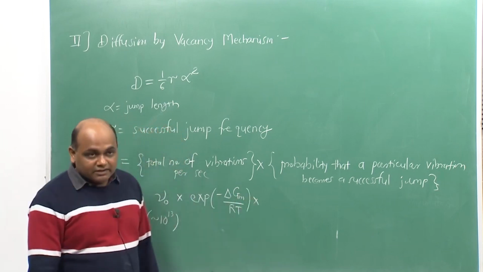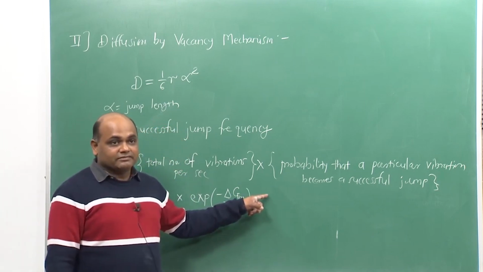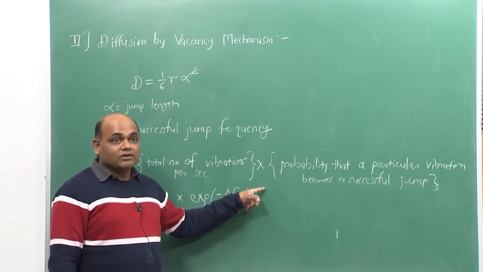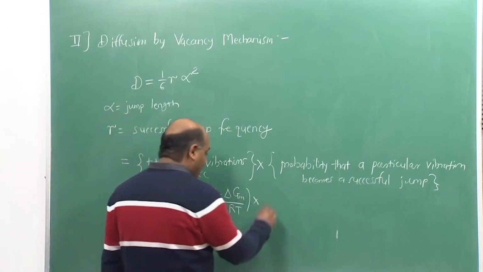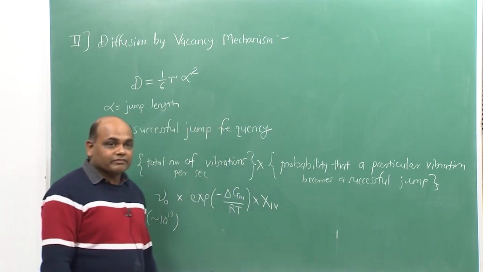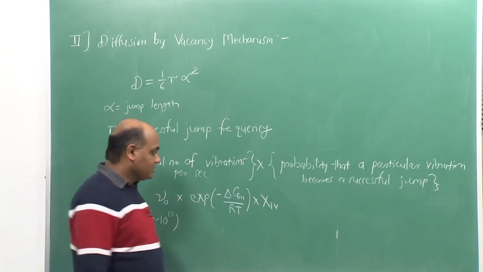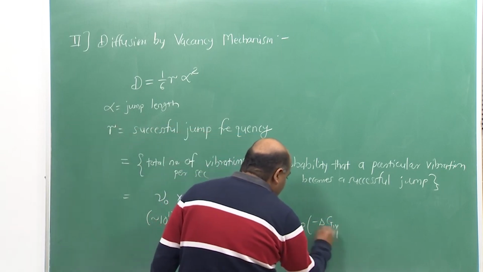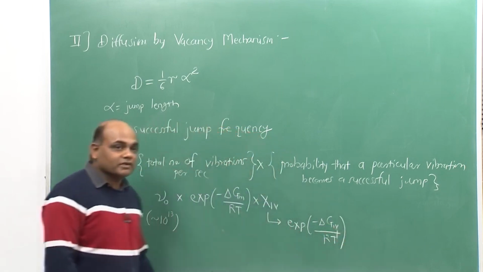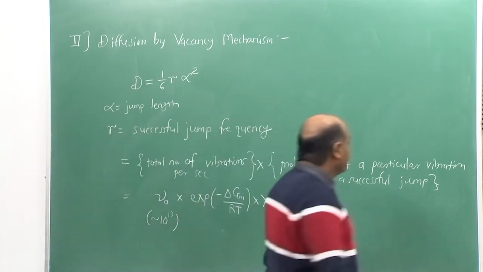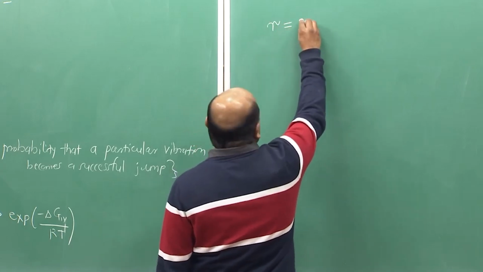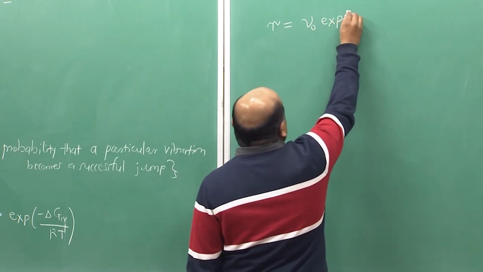And what is the probability that a particular site is a vacant site? It will be the total number of vacancies divided by the total number of lattice sites, that is the site fraction of vacancies, or what we denote as x1v, right. And x1v we know is equal to exponential minus delta G1v by RT. So, if we substitute back into this, we get gamma equal to nu 0 exponential.